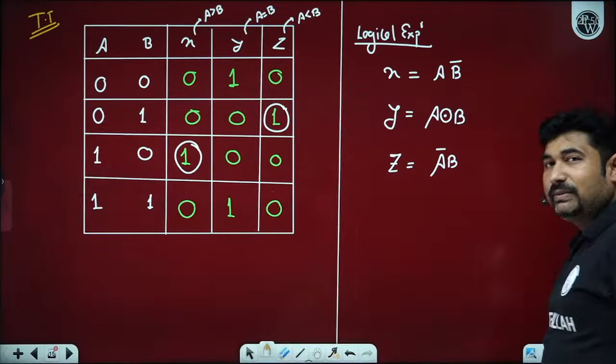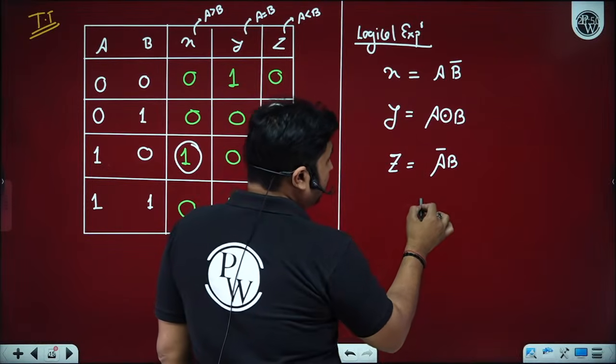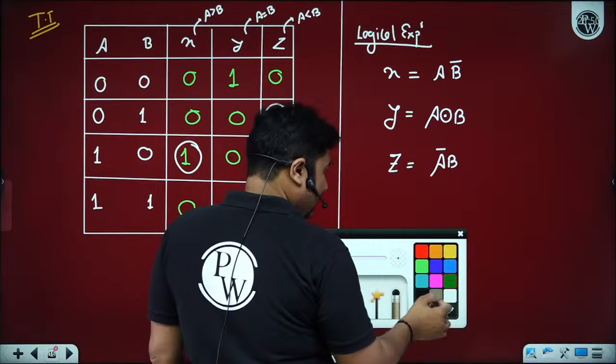Now next is to implement the logic circuit. How to implement the logic circuit? Very easy, sir. We have to implement A bar B. So we need one AND gate.